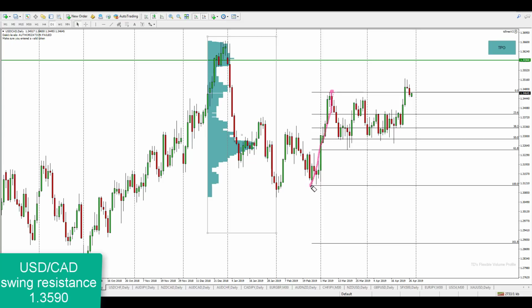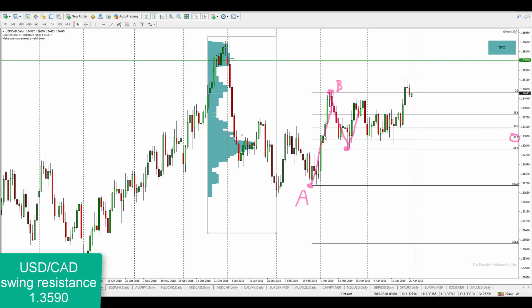So you have the start in this place, let's call it point A, and this swing place is point B, and then you wait for a pullback which needs to go below 50% of A to B. This is 50%, so the price went below 50% and went upwards again from this place.